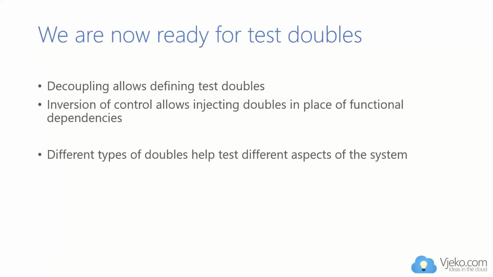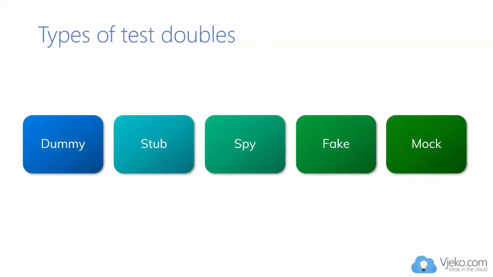So at this point, we are finally ready for test doubles. This decoupling process we have been through allows us to define test doubles, and this inversion of control will allow us to inject doubles in place of functional dependencies. Different types of doubles will help test different aspects of the system. So let's talk about different types of doubles.